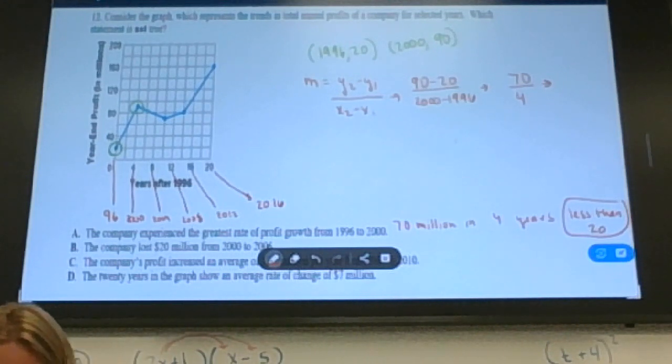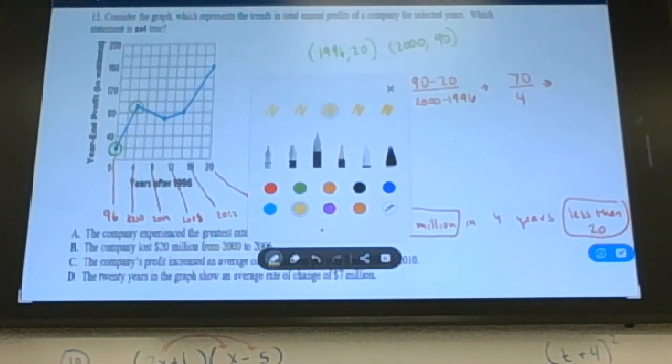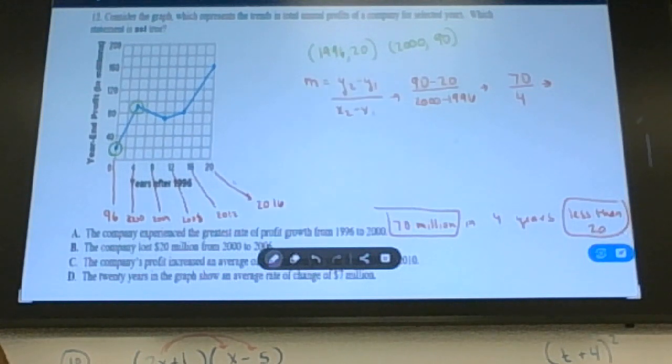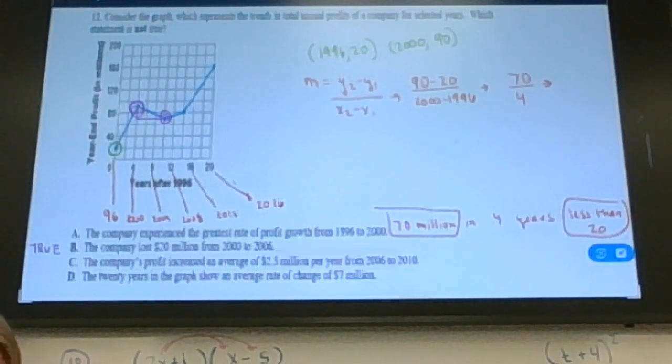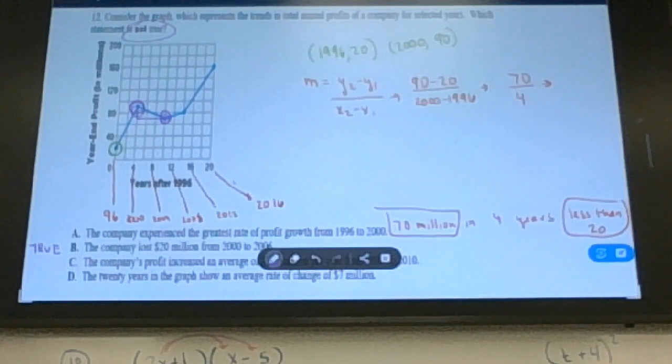I'm looking at 2,500. Anyway, it went up 70. So the company lost 20 million from 2000 to 2006. Let's see if that's true. Here's the year 2000, and here's the year 2006. Yes, this one is true. Remember, we're trying to find the statement that is not true. Letter B turns out to be true.